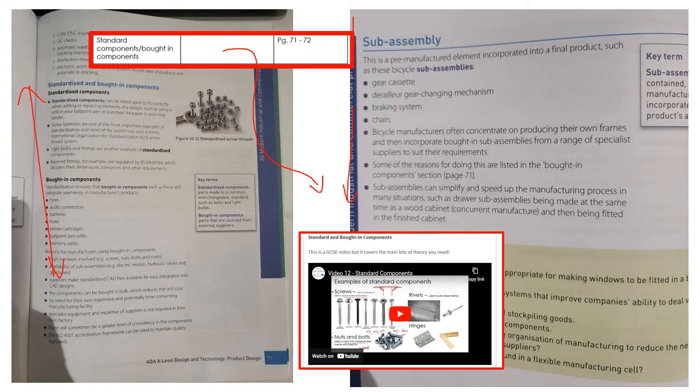So that might be something to read to get you thinking a little bit more A-level, because the video that I've done, that I've put on the VLE task, is actually a GCSE video, but it covers the basics of why manufacturers buy in standard components. So have a look at that video.